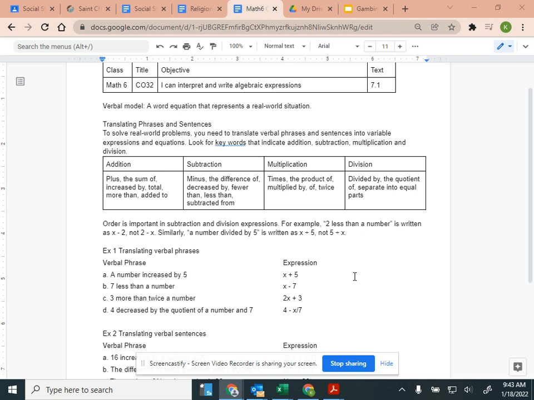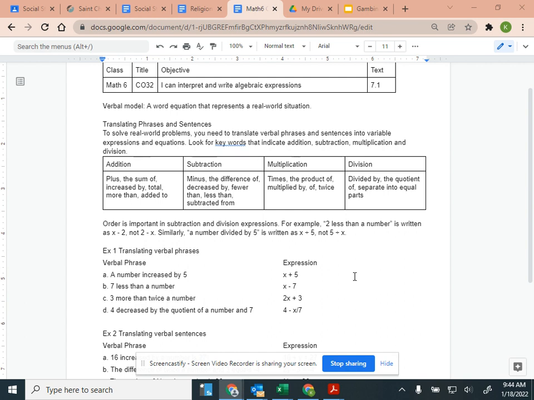Good morning. Today we are starting our next unit, number 6. We are working with algebraic expressions in this unit. So CO32 is I can interpret and write algebraic expressions.